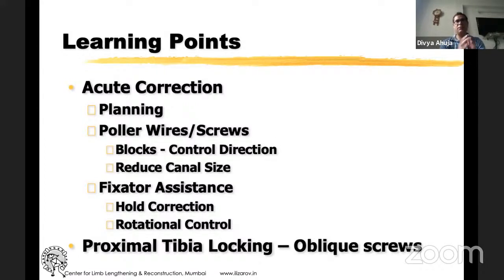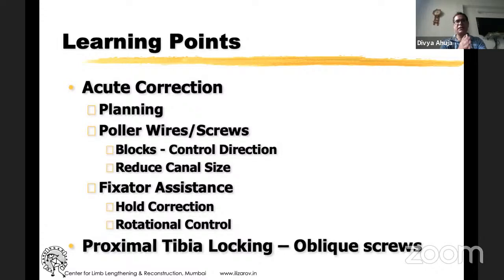The learning points here are that one needs to plan these acute corrections well and execute them well. One would encounter issues, especially with proximal tibial osteotomies, in holding the fragment well. So the polar wires act as blocks. They control the direction where our reamer and nail are directed, and they also reduce the canal size, especially in the distal fragment, where one would expect the nail to follow the center of the canal. There the polar wire was blocking it and directing it well.